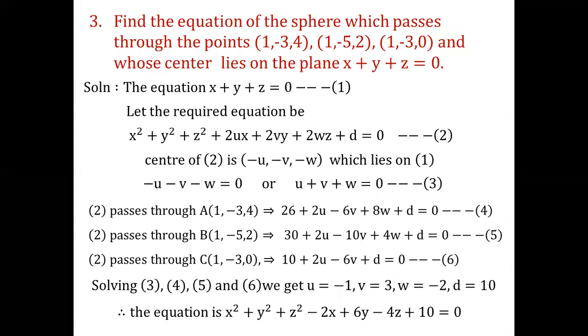The next problem. Find the equation of a sphere which passes through the points (1, -3, 4), (1, -5, 2), (1, -3, 0), and whose center lies on the plane x + y + z = 0. This type of problem, students, you can expect for 5 marks.